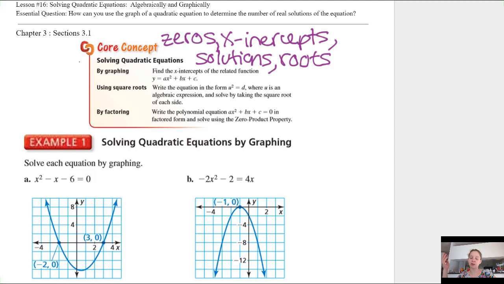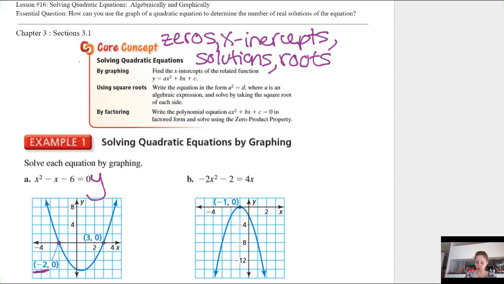Example 1 is to solve by graphing. So to solve it by graphing, you graph the function. We get everything to one side of the equation if it's not. Then we set that 0 to y. So we're graphing y equals x squared minus x minus 6. And the solutions are where y is 0, in other words, the x-intercepts. So you can see they're clearly labeled. You won't be given a graph normally. You'll have to graph it.